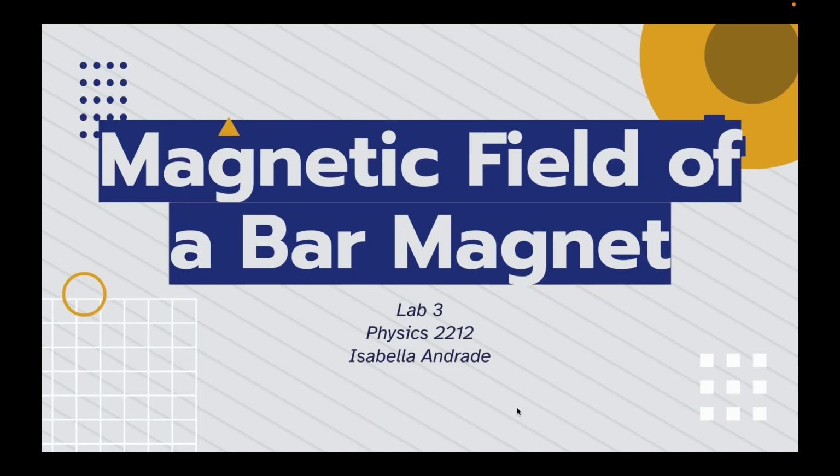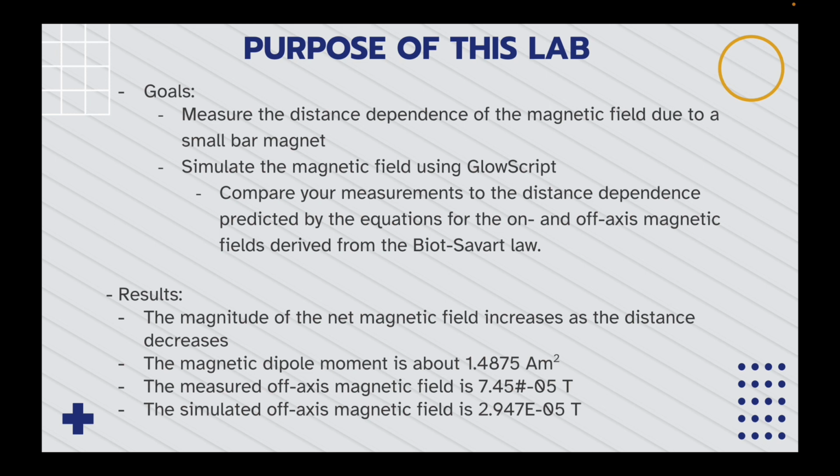Lab 3: Magnetic Field of a Bar Magnet for Physics 2212. In this lab, the distance dependence of the magnetic field due to a small bar magnet was calculated by measuring the on-axis and off-axis magnetic fields using the Biot-Savart law.